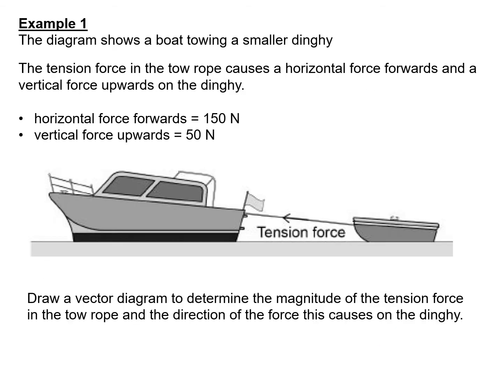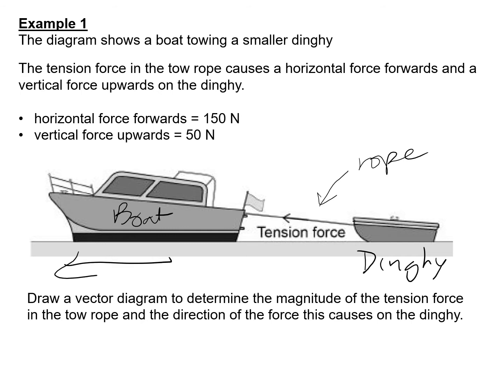So I'm going to do two examples with you. They're both taken from exam papers. This diagram shows a boat towing a smaller dinghy. Okay, so this is the boat, this is the dinghy, just in case you didn't know. There's a rope here. Look, there's a rope attaching the two together. There's a tension. So as the big boat goes forward, it creates a tension force. That rope goes taut. There's a force in the rope which pulls the dinghy.